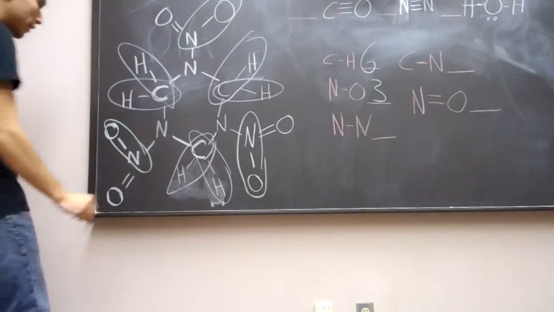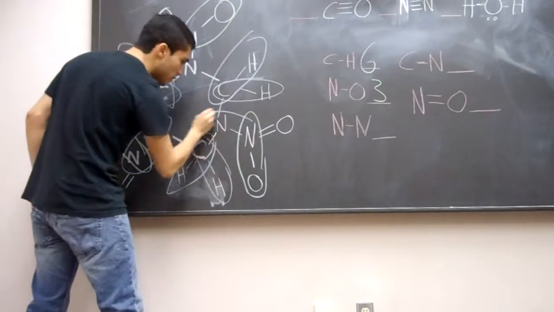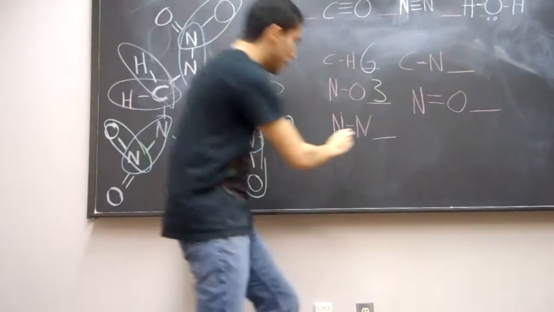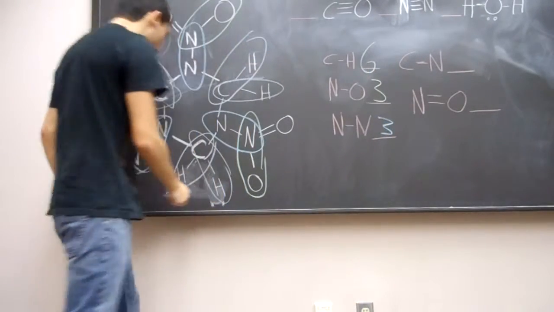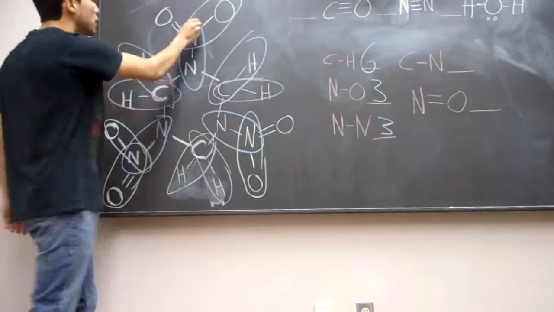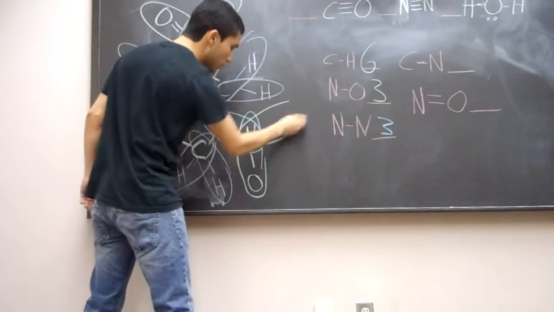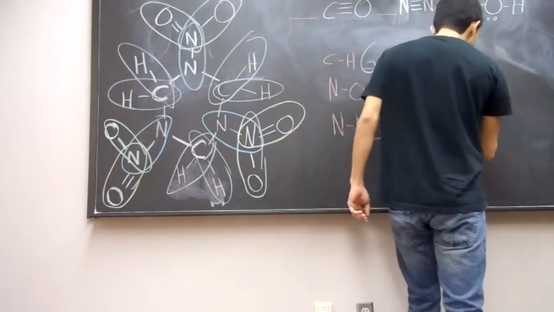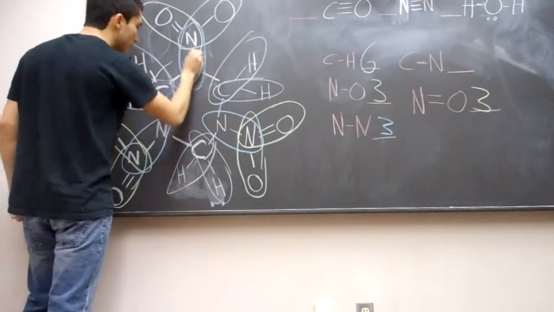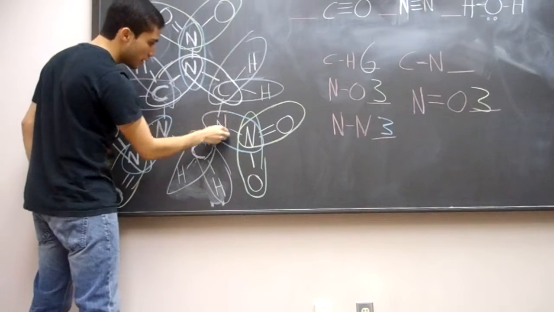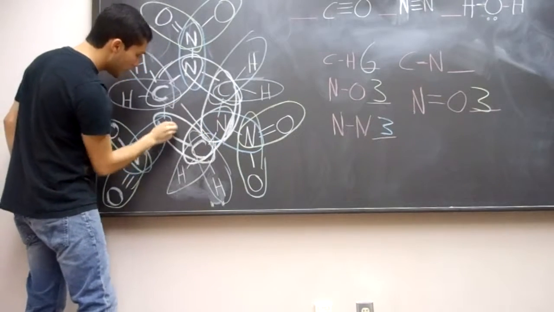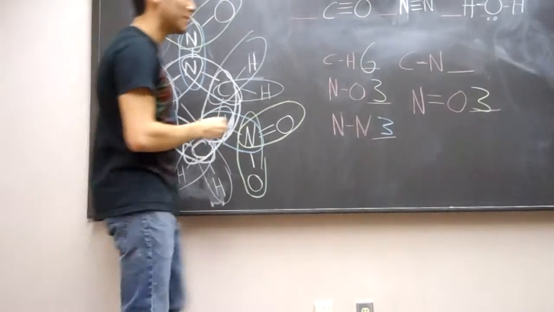Alright, so let's take a look at our nitrogen to nitrogen bonds. We have 3 nitrogen to nitrogen bonds. Let's look at our nitrogen double bonds to oxygen. 1, 2, and 3. We have 3 double bonds between nitrogen and oxygen there. And we also have carbon to nitrogen bonds here, here, here, here, here, and here. It's getting a little bit confusing, but there it is.